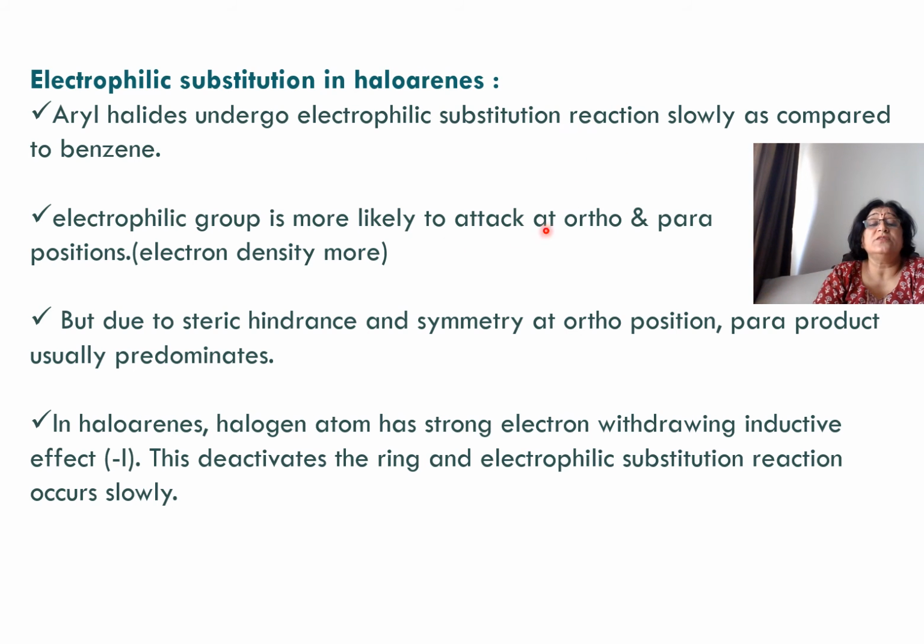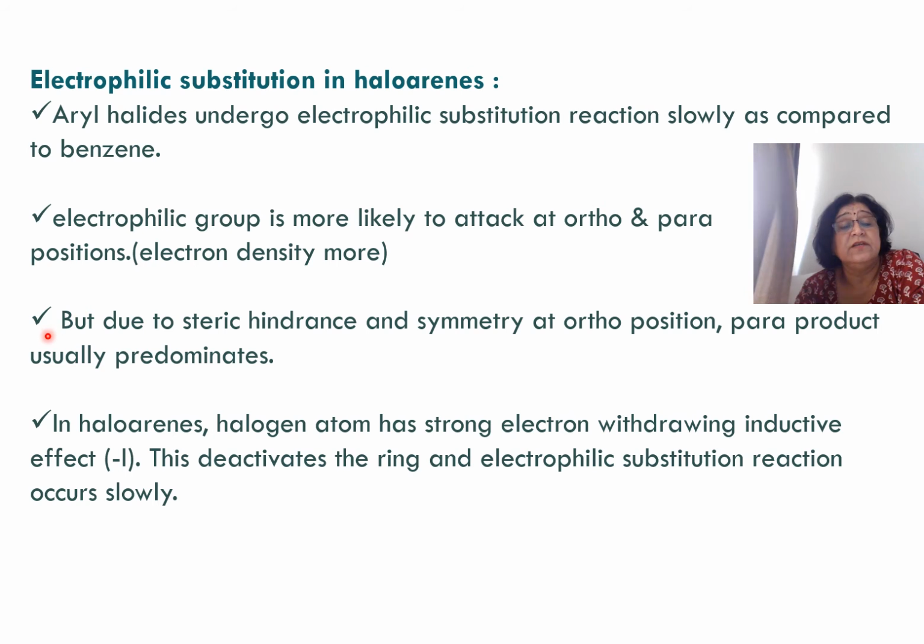So the electron density is increased, of course, on the ortho and para position, but it is not to that extent because of the presence of chlorine. So that is why it reacts slowly as compared to benzene. On benzene, the free pi electrons are available for the electrophilic substitution reaction much more easily because of the absence of the halo group. Then the electrophile is more likely to attack at ortho and para position because of the more electron density, because of the +R effect.